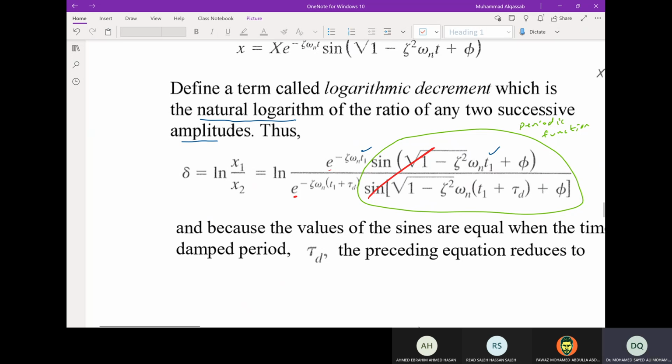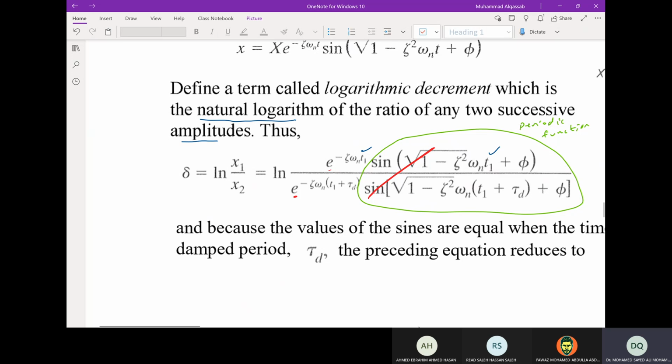Then you use this value, delta equal to ln x1 over x2, with the derivation we obtained for delta equal to 2 pi zeta over square root of 1 minus zeta squared. You can find zeta from here. If zeta is relatively large, of course, this should be less than 1. As you can see, the graph is up to 1. This is all derived for zeta less than 1.